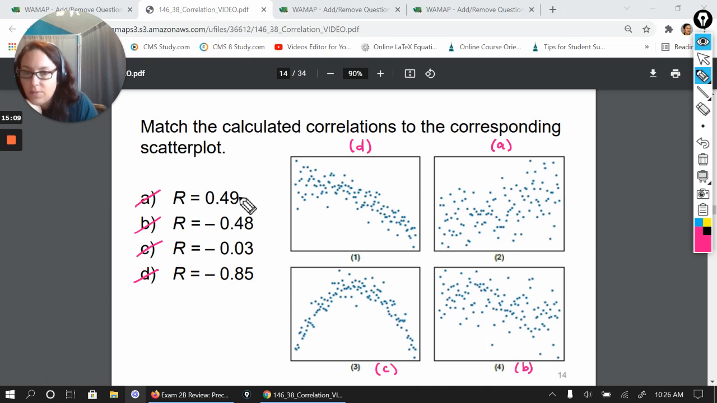Now, I went from start to finish and just chose the graphs as I went along, but the easiest way to start with something like this would be to start with the ones that are closest to 1 or -1, because those are going to be the ones that are most condensed around a straight line.